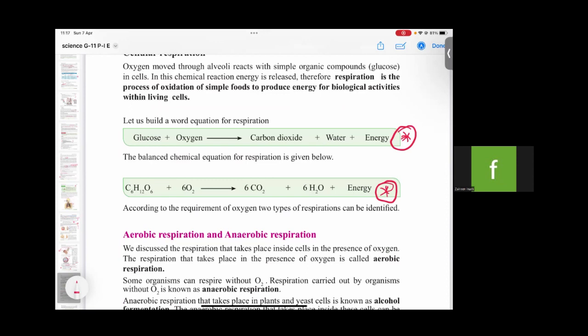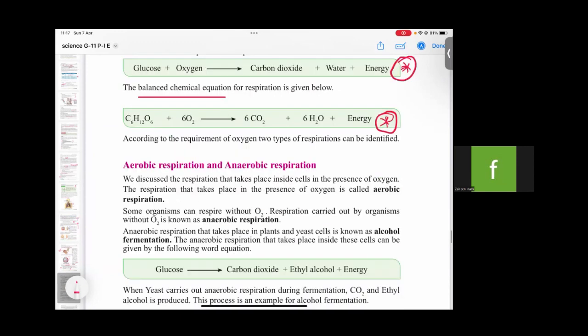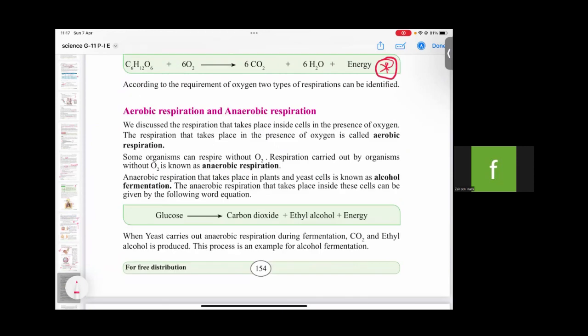Okay, glucose, oxygen will give you carbon dioxide, water, and energy, and you need to know the balanced chemical equation for them as well. Right? Now, we have 2 types of respiration: aerobic respiration and anaerobic respiration. Okay, aero. You know aeroplane? So aeroplane goes in the air. So you have air. What is the air we need respiration? We need oxygen. So aerobic respiration, when it is a respiration with the help of oxygen. Then what is anaerobic? That is respiration without the need of oxygen. That's all.